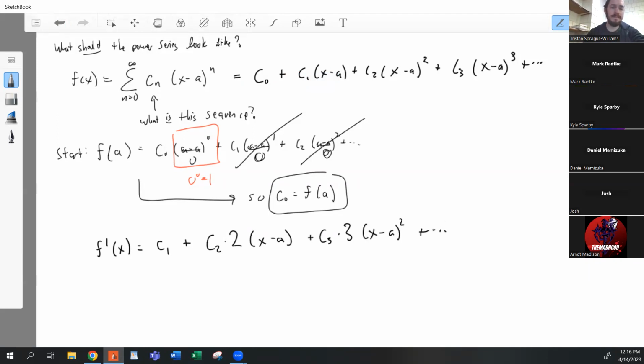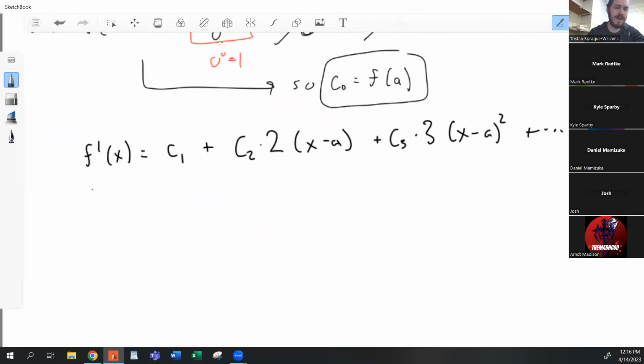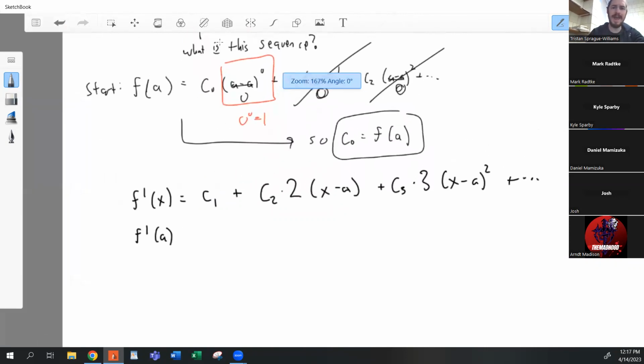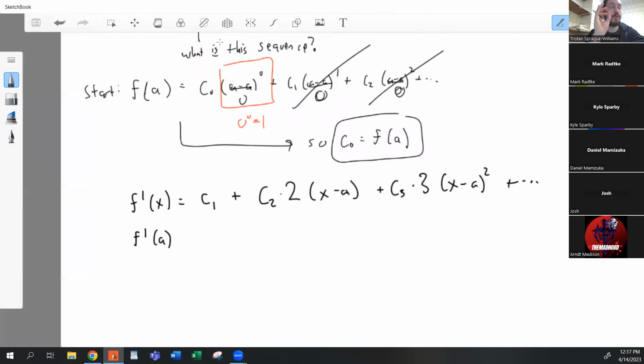Right, so I did my first derivative. Now, if I evaluate that first derivative at a, similar to how we evaluated the original function at a, we got zeros everywhere except for one spot. Check it out.